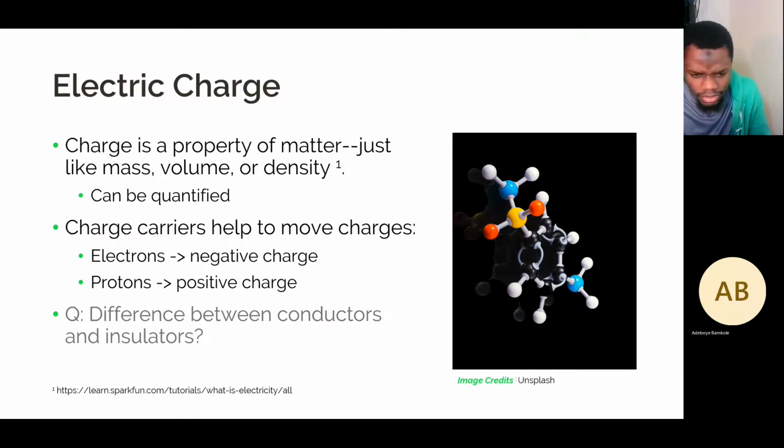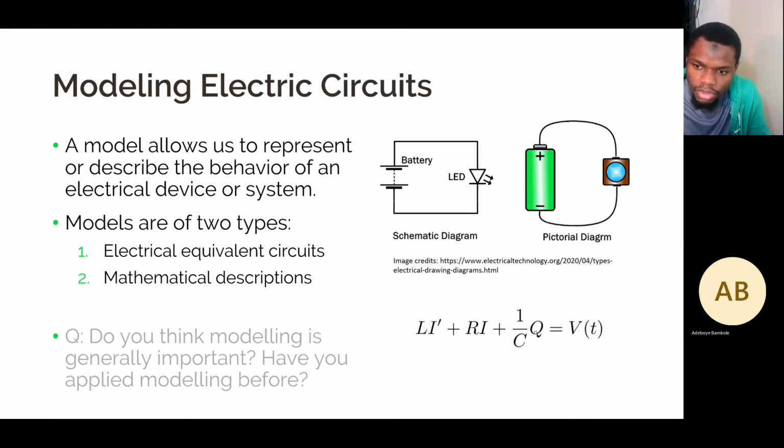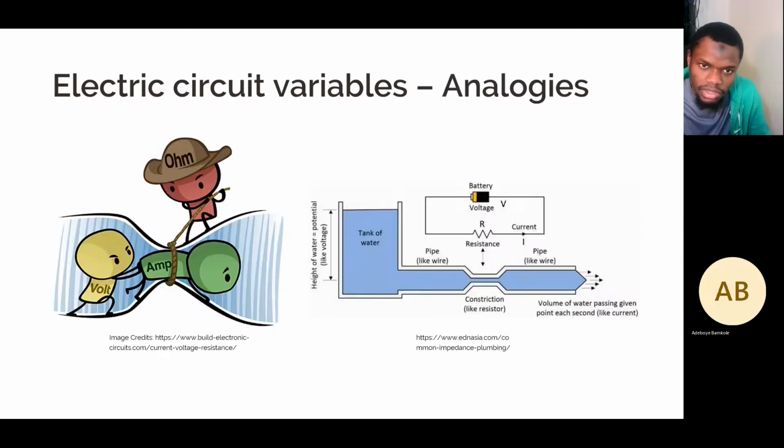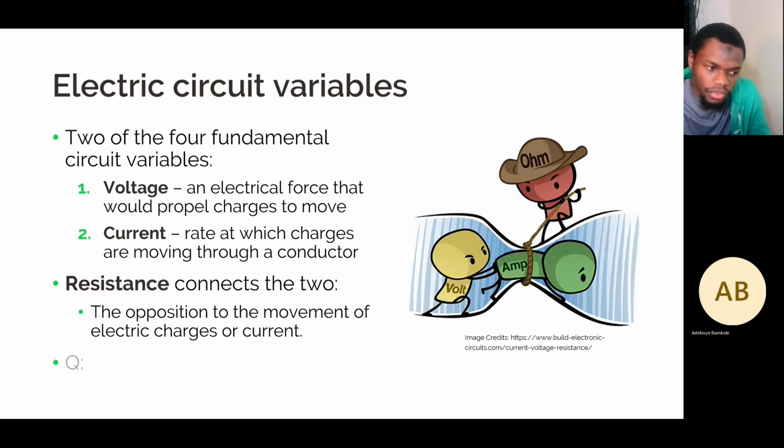So I have a couple of slides about electric charge and modeling electric circuits, but these are extremely basic, and these slides are for people that are not from an electrical background. Since you are from an electrical background and you are the only one here, whoever is not here that is not from an electrical background can probably go through this and maybe read this. So the only thing I'll probably talk about is the relationship between voltage, current, and resistance.